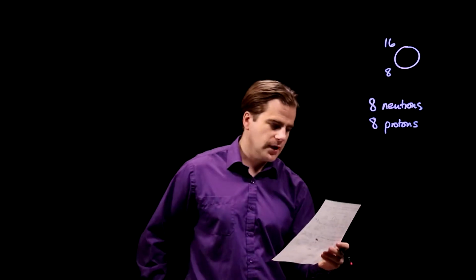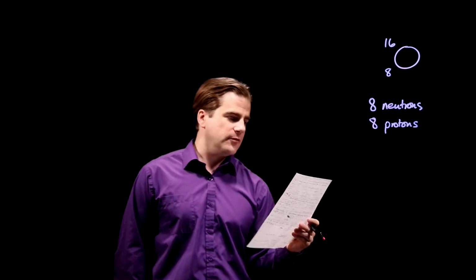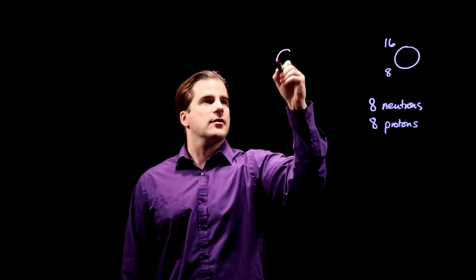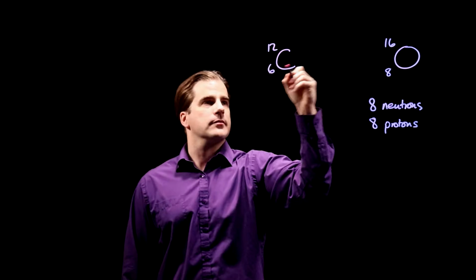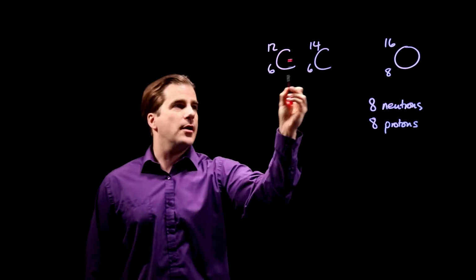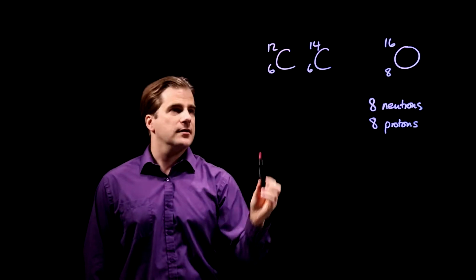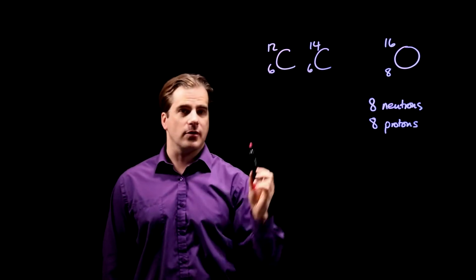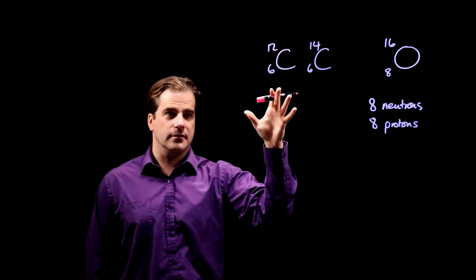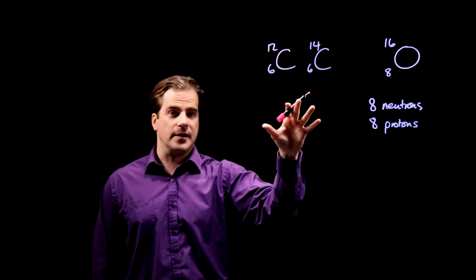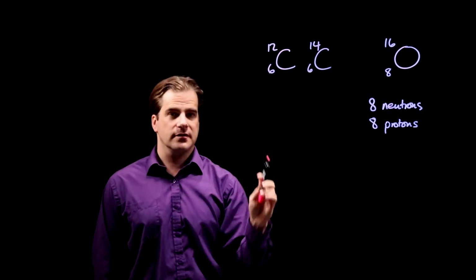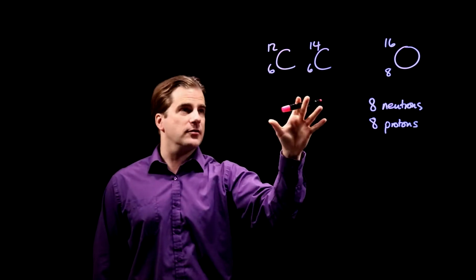Okay. Explain why carbon-12 and carbon-14 are isotopes of carbon. Okay, so we've got carbon-12 and carbon-14. They're both carbon because they've both got 6 protons. That's what makes an element an element. It's defined by the number of protons. They've both got different numbers of neutrons, but because they've both got 6 protons, they're both carbon.